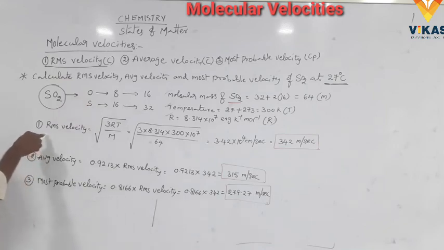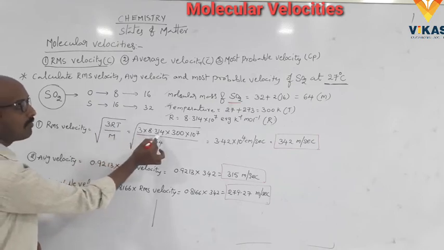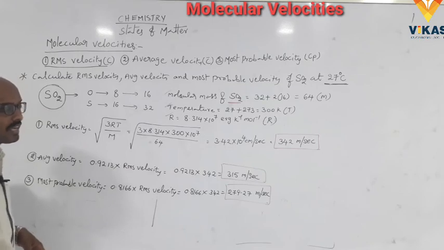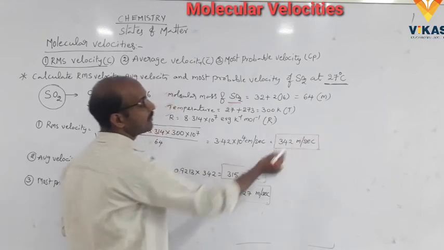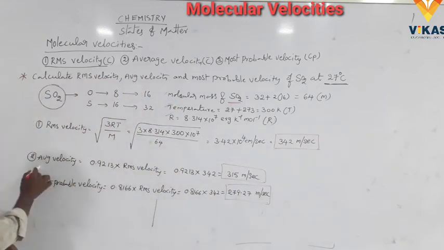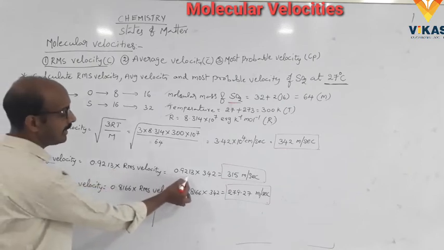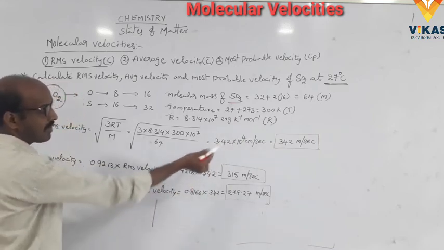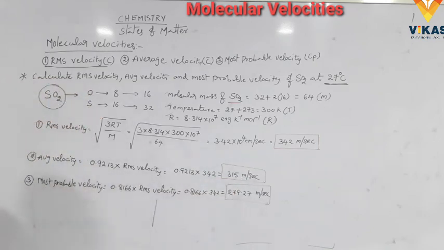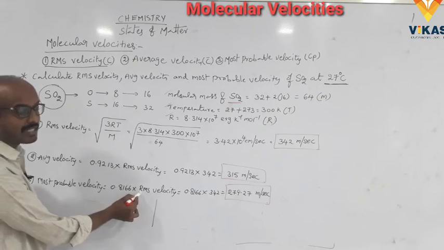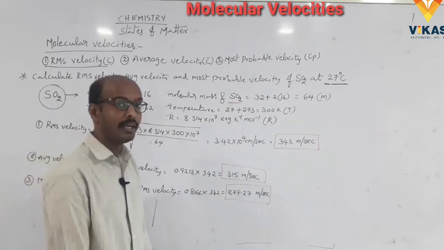In the RMS velocity, what is RMS velocity? It is the square root of 3RT by m, 3 into 8.314 into 300 into 10 to the power of 7 by 64. We get 3.42 into 10 to the power of 4 centimeters per second. Centimeters convert into meters, 342 meters per second. Next, the average velocity: 0.9213 into RMS velocity, 0.9213 into 342, we get 315 meters per second. And the most probable velocity, 0.8166 into 342, we get 279.27 meters per second.